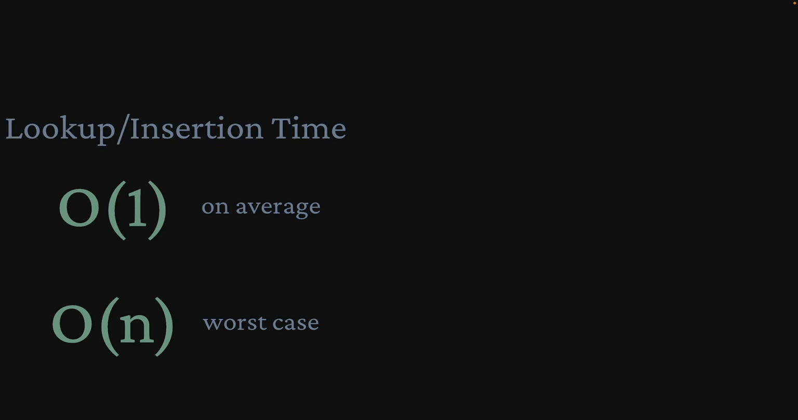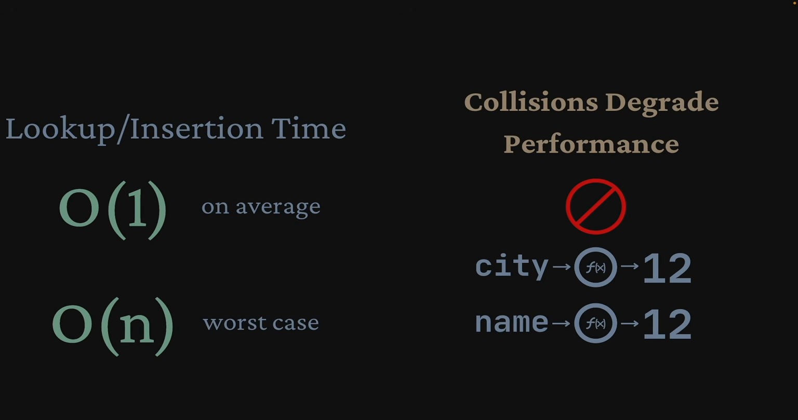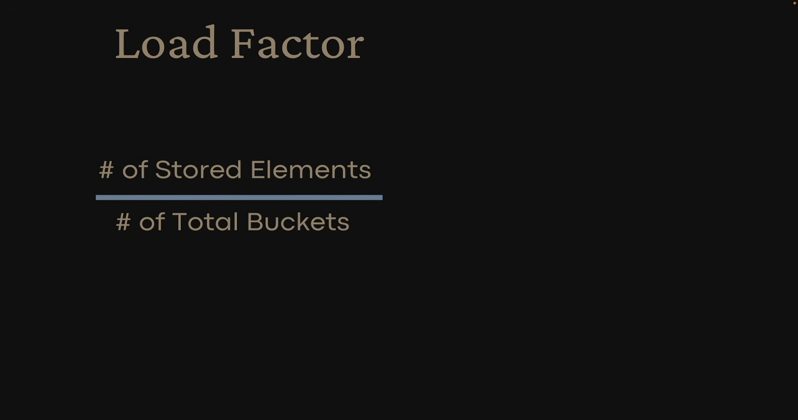The most important takeaway is that on average, hash tables provide constant lookup and insertion time with no collisions, and linear time if there are many collisions. This is why it's very important for our hash function to produce unique outputs for different inputs, since collisions degrade performance. Another important concept in hash tables is the load factor, which is defined as the number of stored elements divided by the number of total buckets.